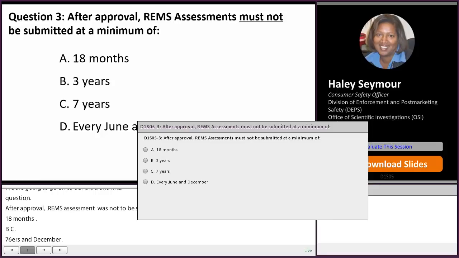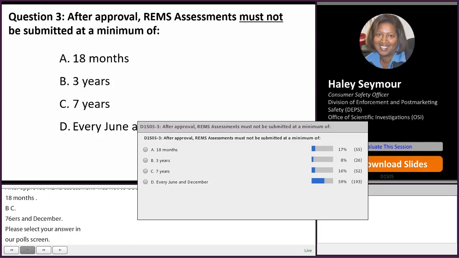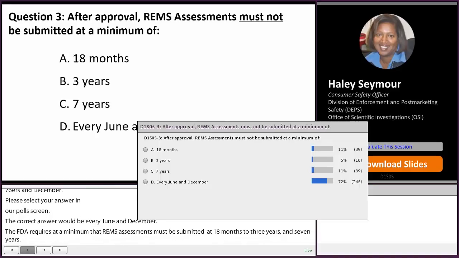The correct answer would be every June and December. FDA requires at a minimum that REMS assessments must be submitted at 18 months, 3 years, and 7 years. Recently, FDA has been making REMS assessment due at 6 months and then annually, but the requirement says that at a minimum it must be at 18 months, 3 years, and 7 years.